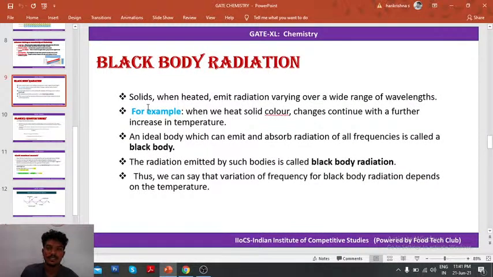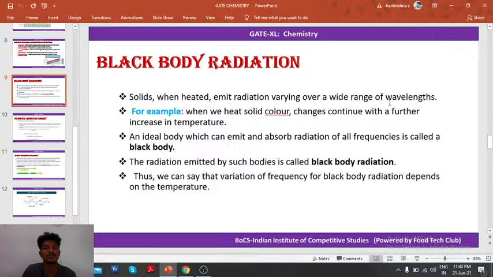So that's all the main content about the periodic table. Moving on from the periodic table, the next thing we need to know is the dual nature or Planck's quantum hypothesis. In order to know that, first of all we need to know what black body radiation is. This is a very simple concept. Black body radiation is nothing but solids, when heated, emitting radiations varying over a wide range of wavelengths.